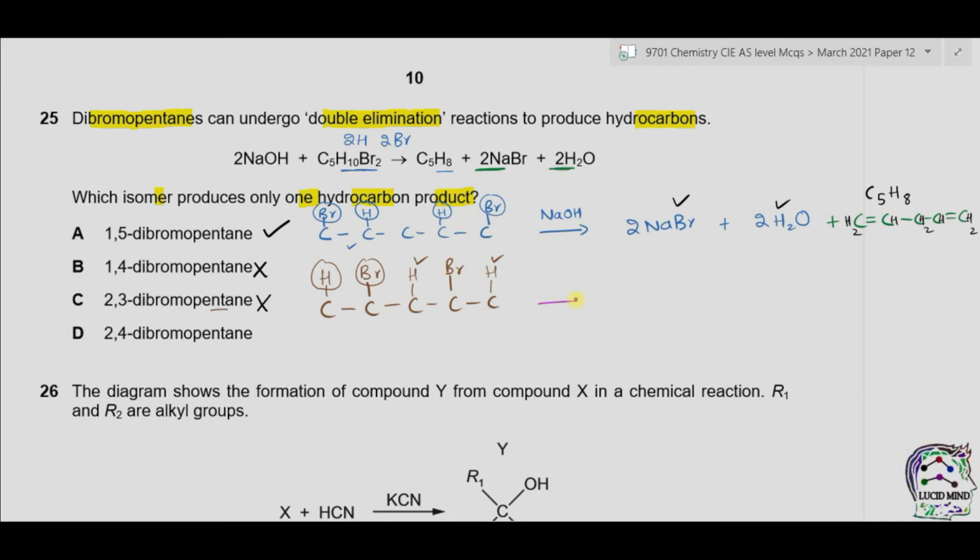The possible products will be like this. In the first product we have a double bond between the first two carbon atoms as these two are removed, and another double bond between these two carbon atoms as this is removed along with this bromine. Now in the second possible product, the first double bond will be at the same place, while the second double bond will be between these two carbon atoms as this hydrogen is removed along with this Br. Rest are the hydrogen atoms.